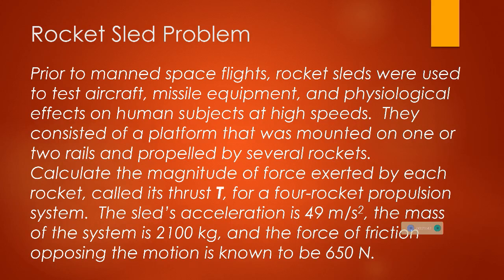So the mass of the system is 2,100 kilograms. The force of friction opposing the motion we will assume to be a constant 650 newtons. And the question is, what is T, the thrust of each individual rocket?